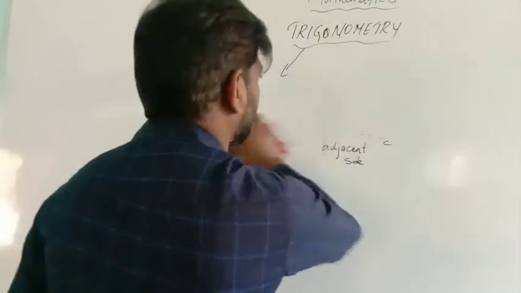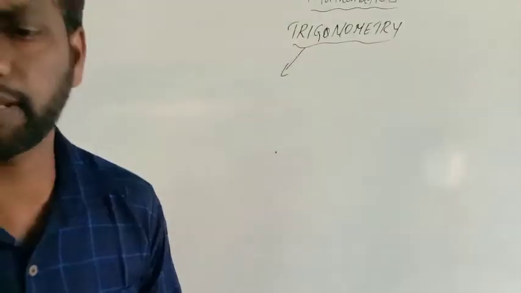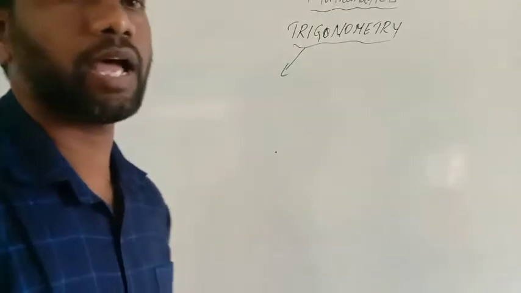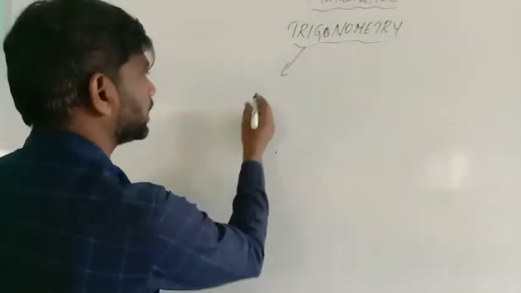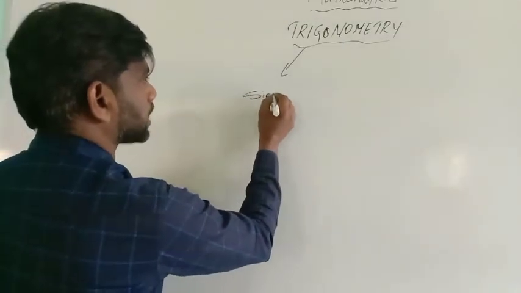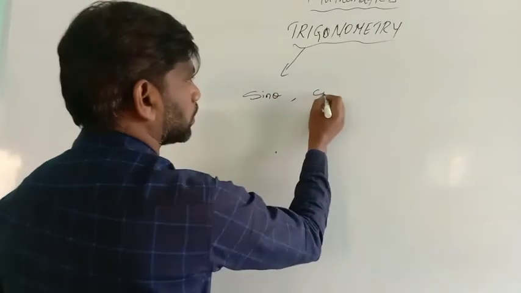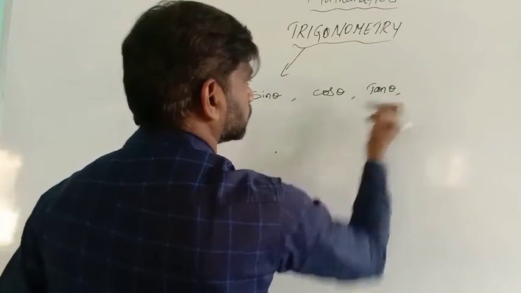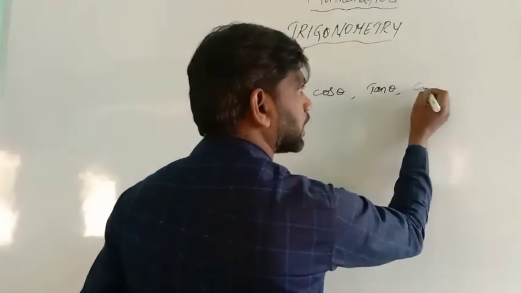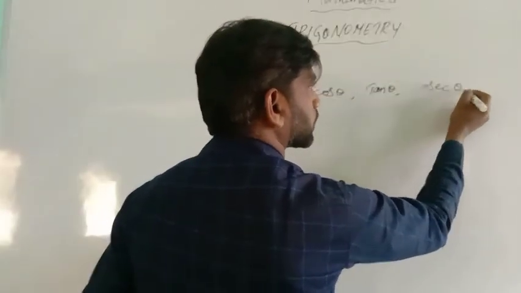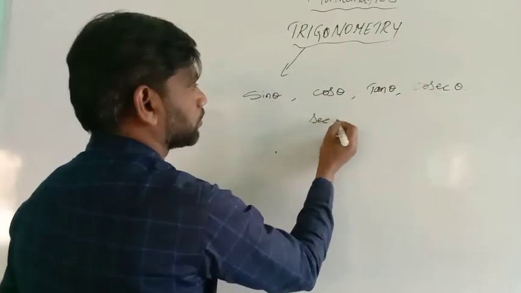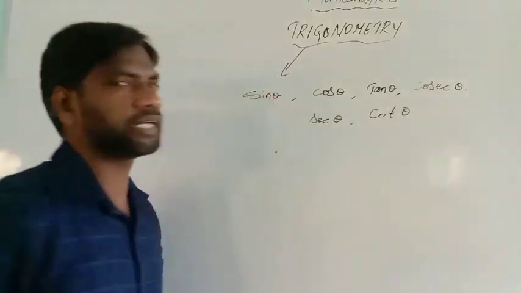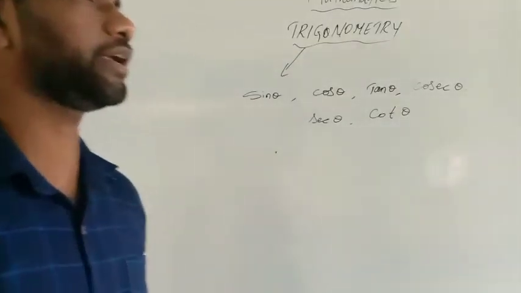Based upon the sides, in trigonometry we have 6 ratios. One is sin theta, cos theta, tan theta, cosecant theta, secant theta and cot theta. In trigonometry we have 6 ratios.